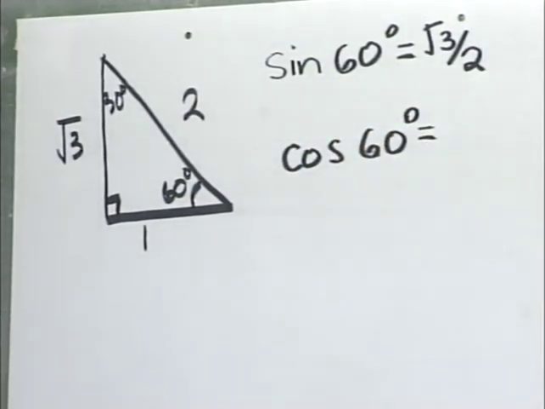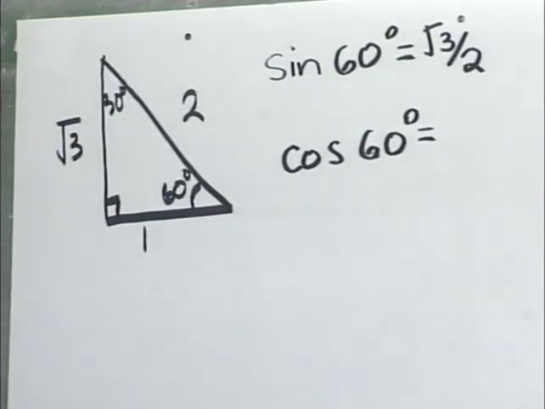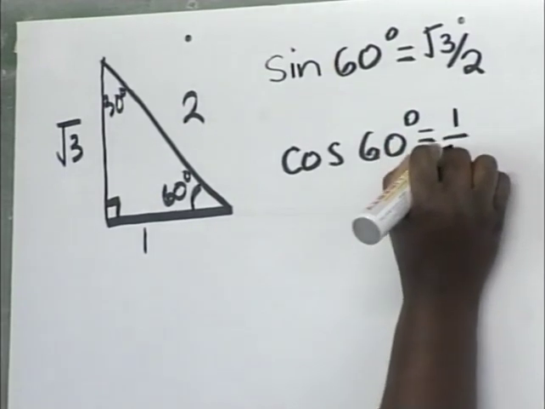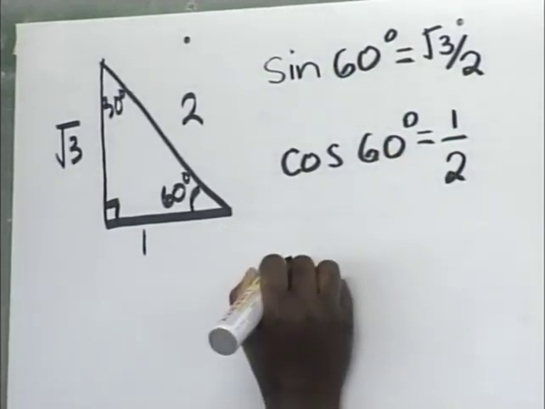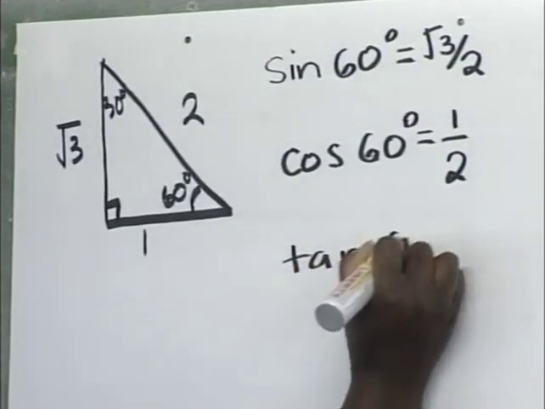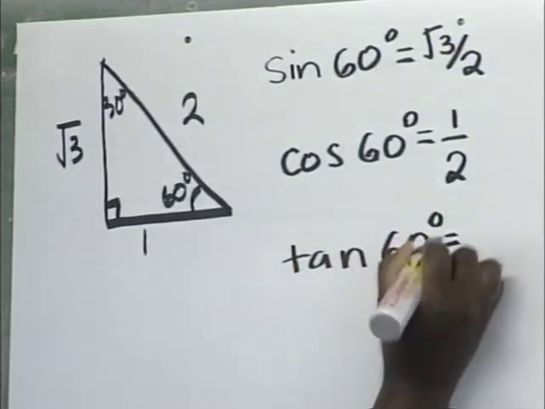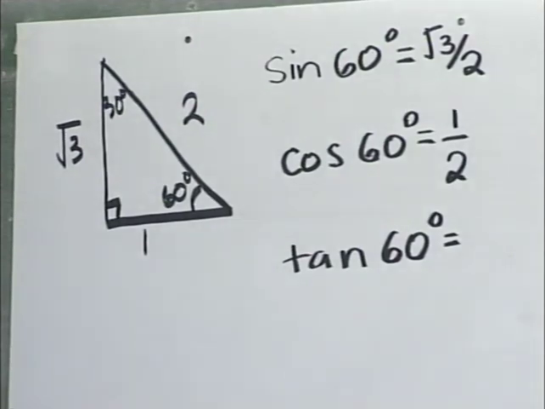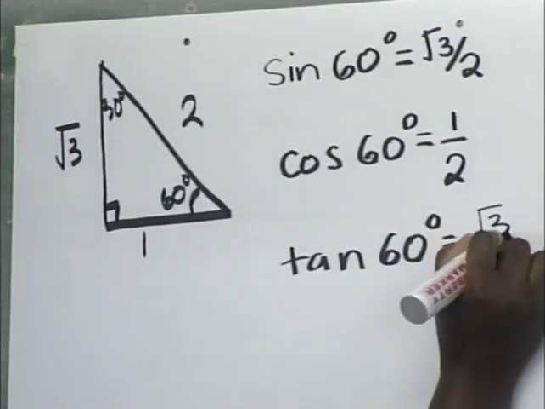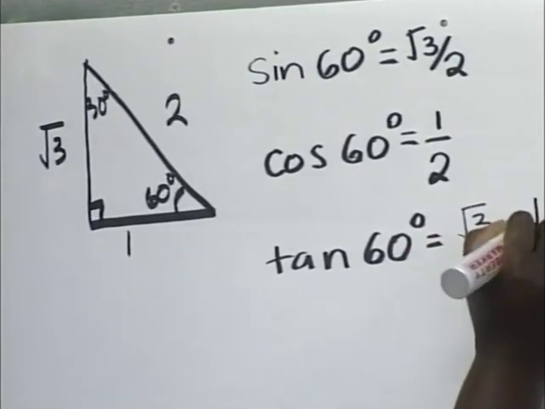Cos of 60 degrees, Megan? 1 over 2, or a half. Tangent of 60 degrees, Agnes? Root 3 over 1, which is root 3. Okay, root 3 on 1 is root 3.